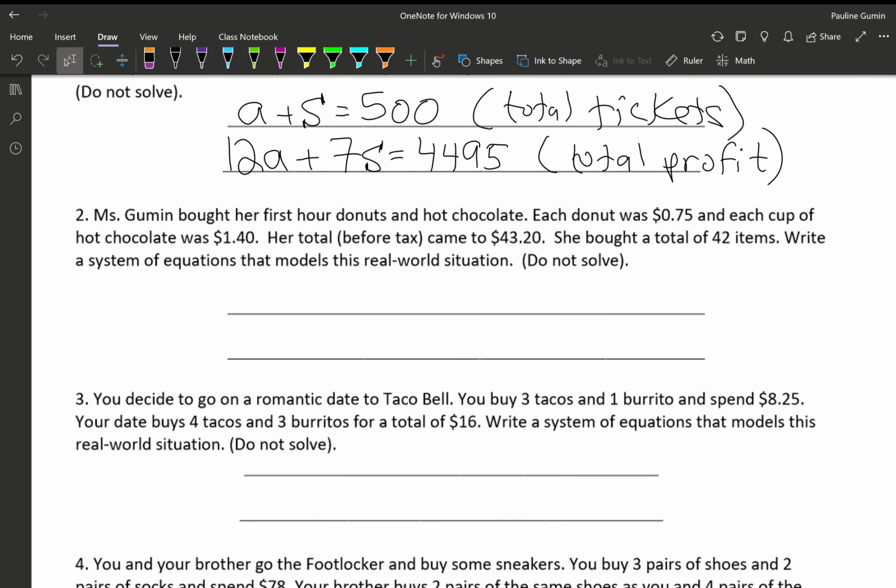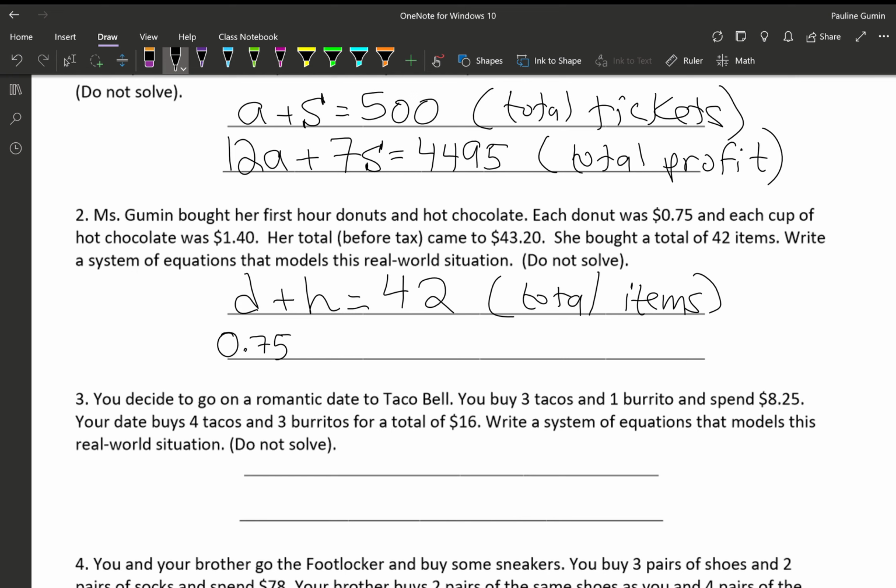All right, so I'm going to start with the items. I bought donuts and hot chocolate, 42 of these items. I also spent money. I spent 75 cents on each donut and $1.40 on each hot chocolate. And I spent a total of $43.20.